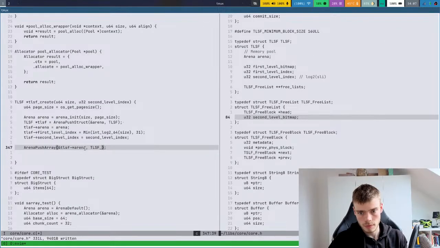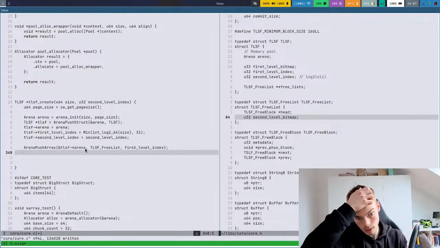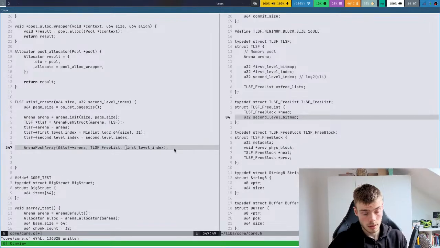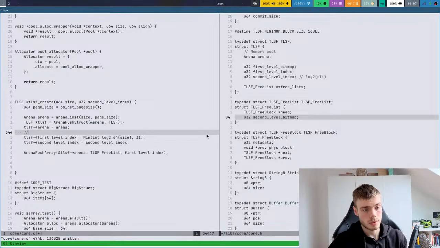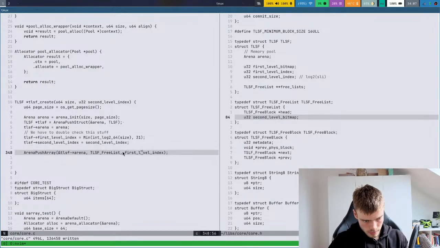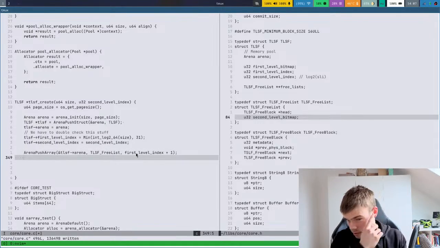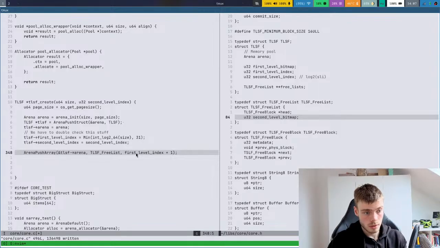So TLSF, first in that times. Do we do this? I mean, double check. We have to double check this stuff. I think maybe a +1 here. I don't know. Look at this. So this will be our TLSF.